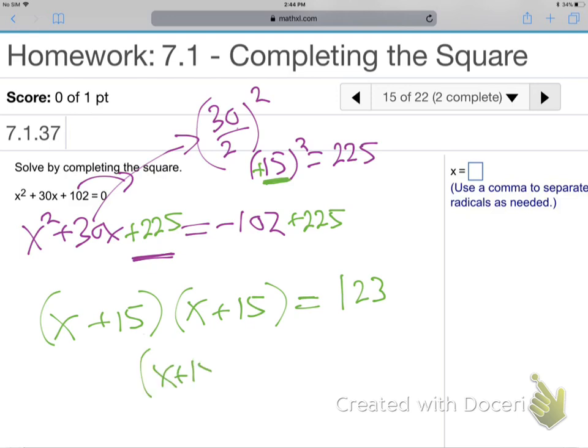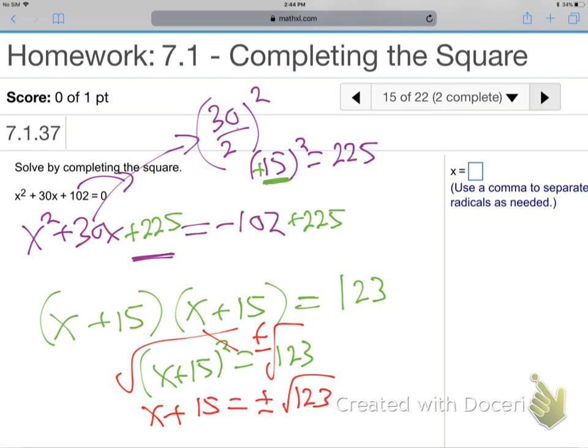So the left side is squared. And roof on the house, up and down the ladder, rooting cancels squaring. So we get x plus 15 is plus or minus root of 123. 123 is not rootable, just leave it that way. We're good to there. Last step, jump that 15 over, and it becomes negative 15 plus or minus the root of 123. There's our answer. Are we good?